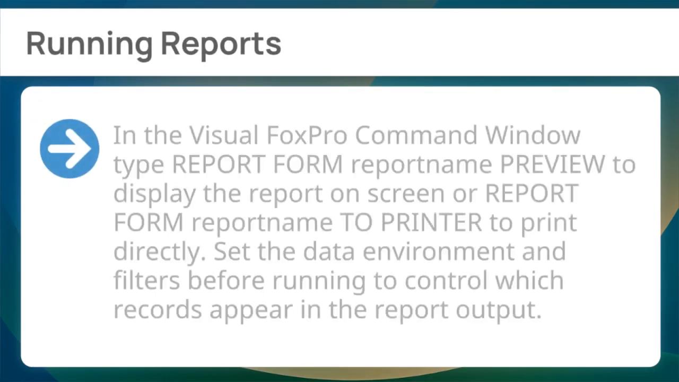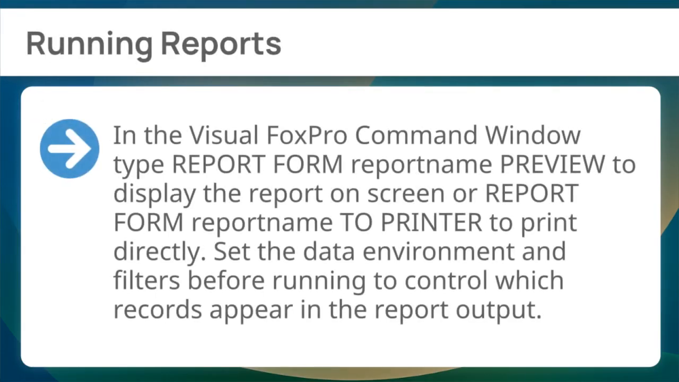Next, running reports. In the Visual FoxPro command window, type Report Form, Report Name, Preview to display the report on screen, or Report Form, Report Name, To Printer to print directly. Set the data environment and filters before running to control which records appear in the report output.